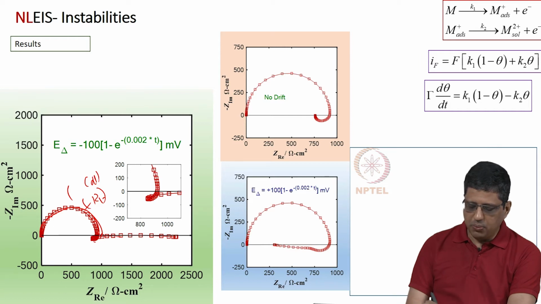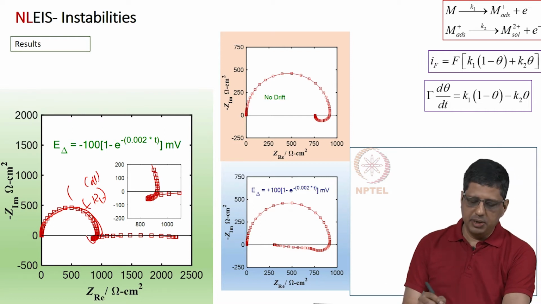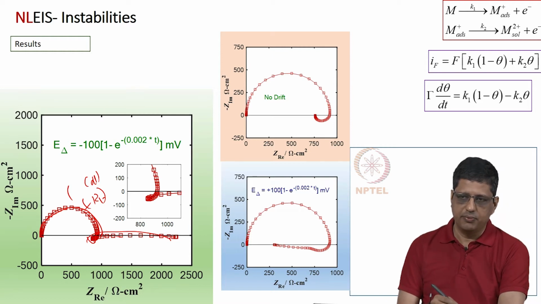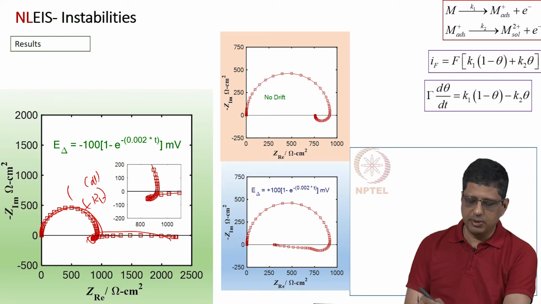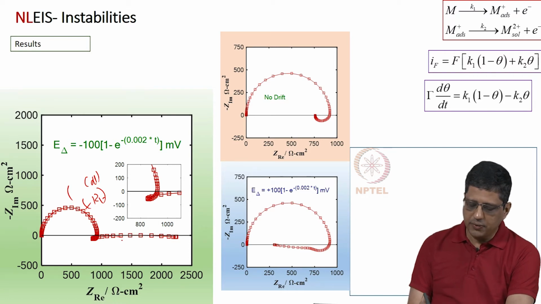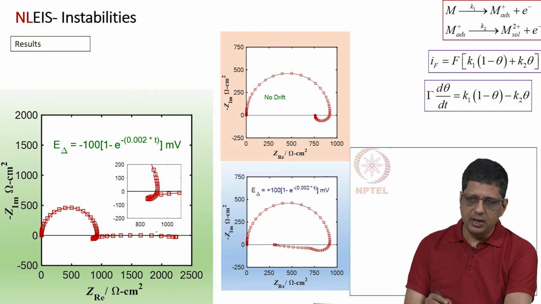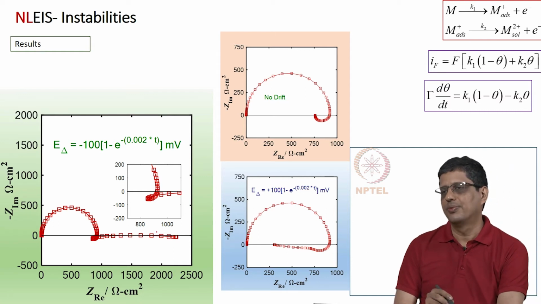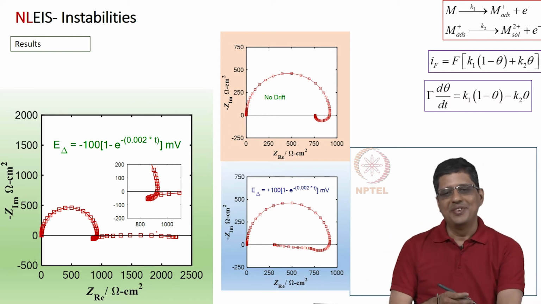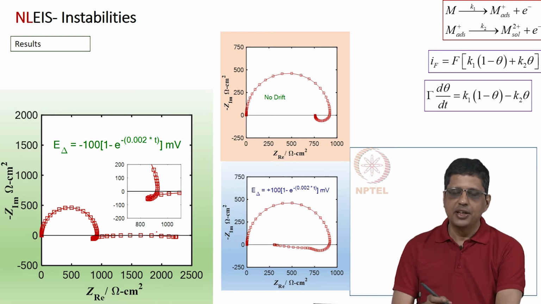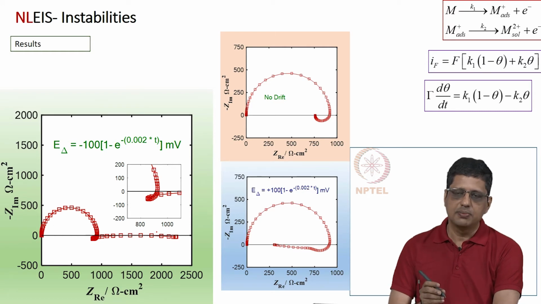This inductive loop means there is an adsorbed intermediate. If this is a capacitive loop, that would mean there is one more adsorbed intermediate, whereas we know the mechanism says there is only one adsorbed intermediate. So, you can't come to that conclusion. You also can't come to the conclusion that this is necessarily due to drift unless you do what? Unless you do KKT validation. If you do KKT validation, all the spectra which arise with instability effects, or which are coming from systems which are not stable, will be flagged correctly.